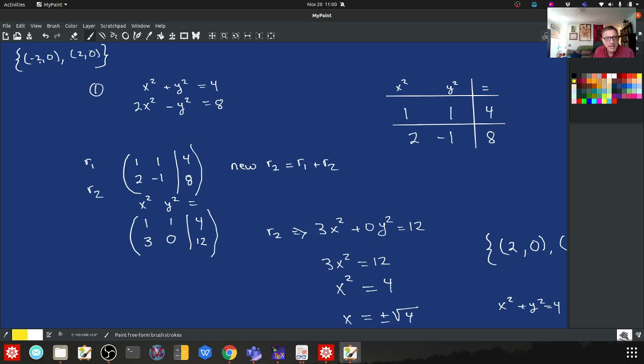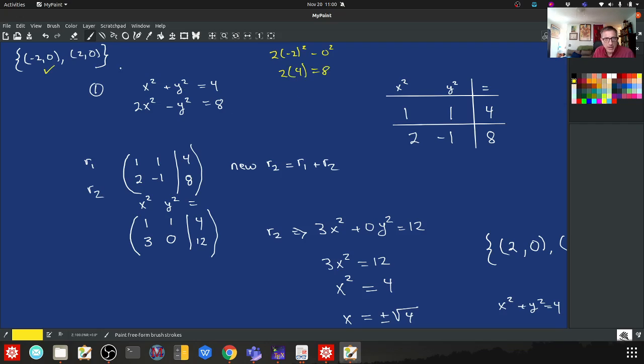So let's plug in -2. Well, I already know it satisfies the first equation because I used the first equation to find my value of 0. So all I have to do is check in my second equation. So 2 times -2 squared minus 0 squared is equal to 2 times 4, which is equal to 8. So that one checks out.